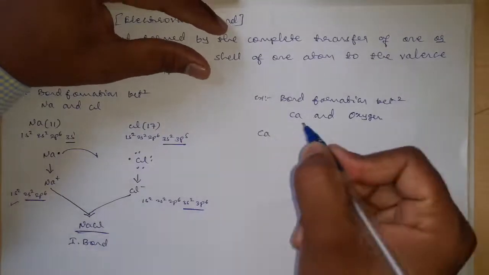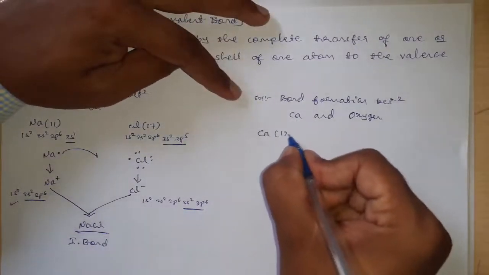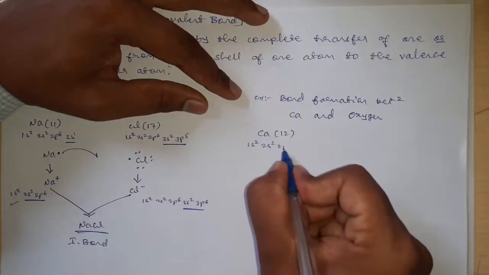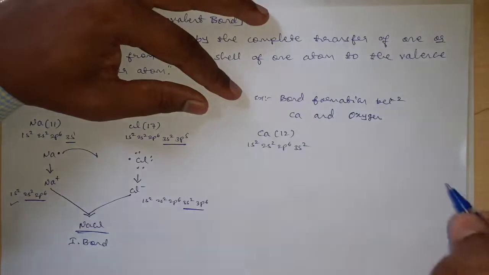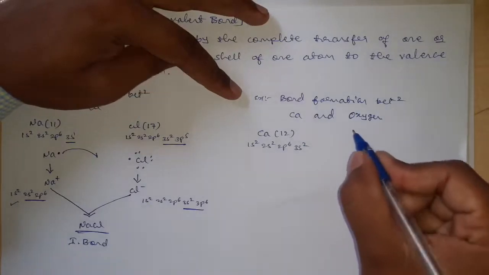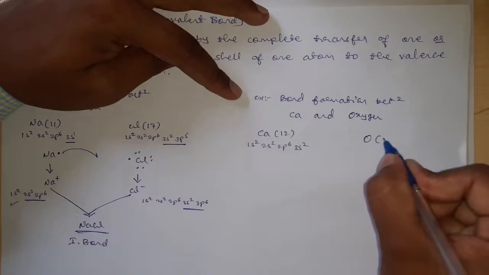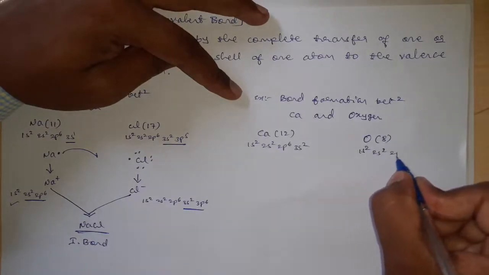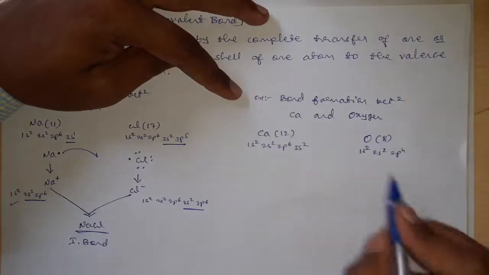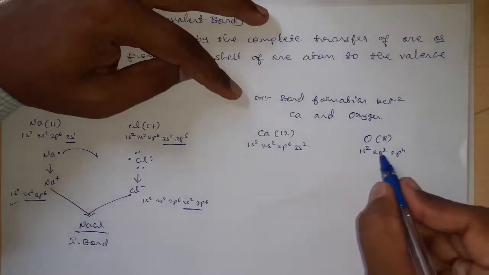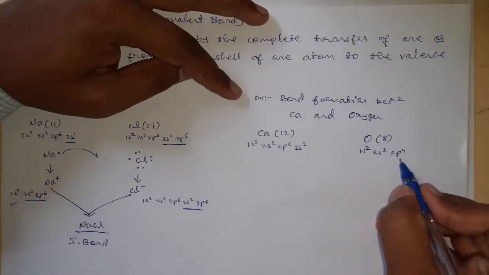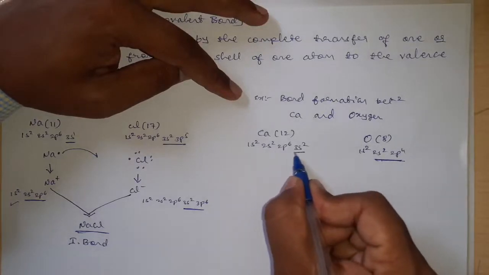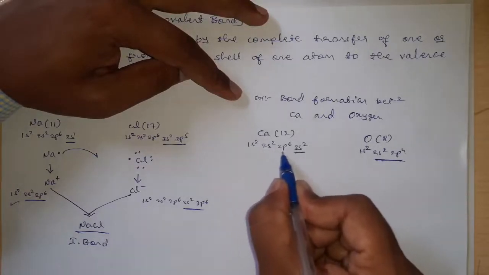See here, what is the atomic number of calcium? 20. I will write the electronic configuration: 1s2, 2s2, 2p6, 3s2. And what is the atomic number of oxygen? 8. Electronic configuration is 1s2, 2s2, 2p4. Correct? 4 plus 4, 8. Oxygen needs 2 more electrons to complete its octet, and calcium wants to lose these 2 electrons to complete its octet.